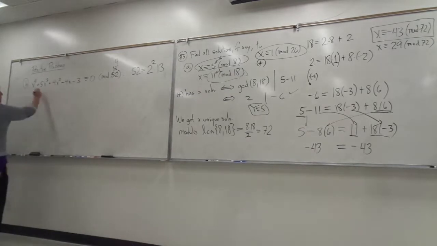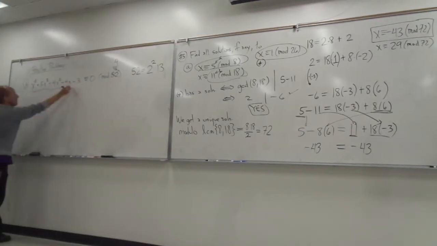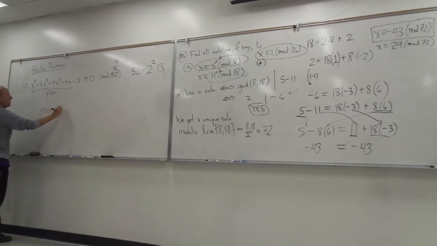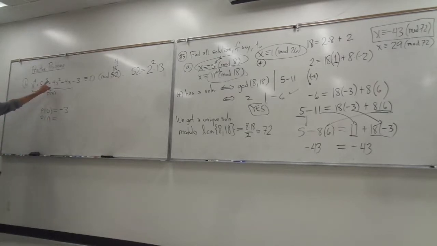If you put in 0 on the left, let me just call this p of x for a second. So p of 0 is -3. P of 1 is 1 plus 5 plus 4 minus 4 minus 3, which is 3.